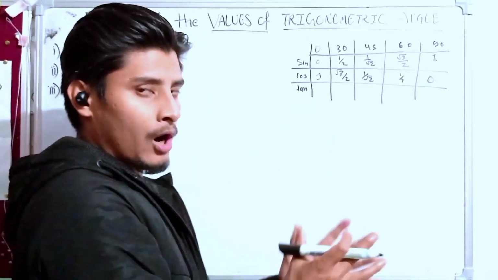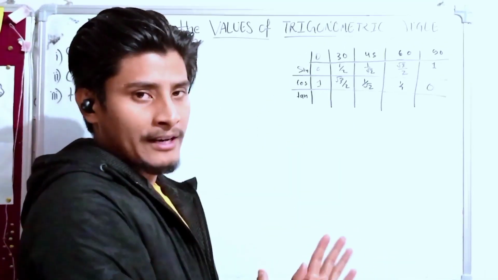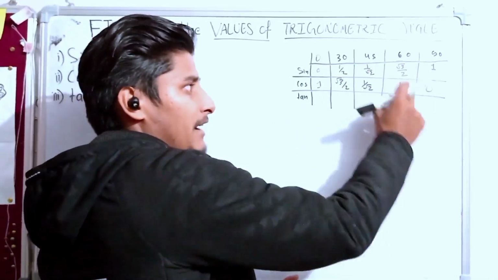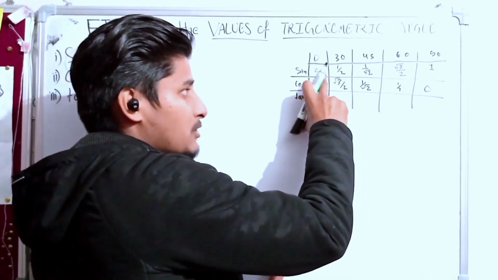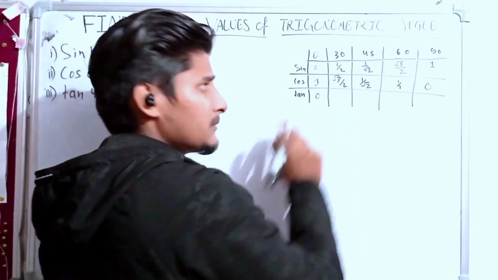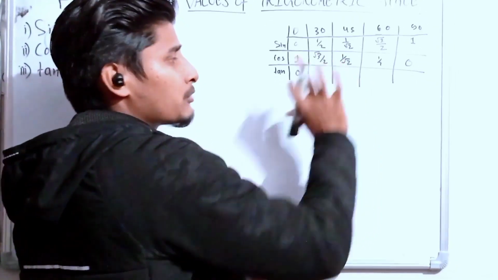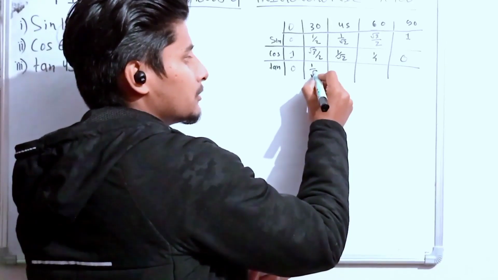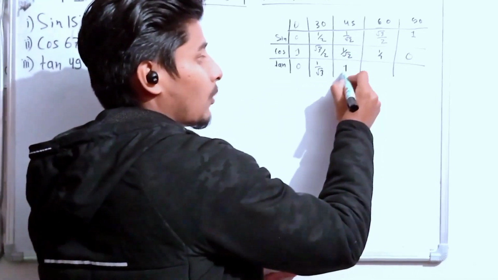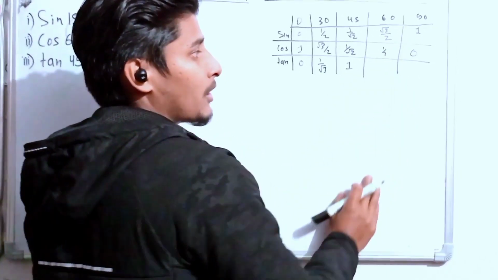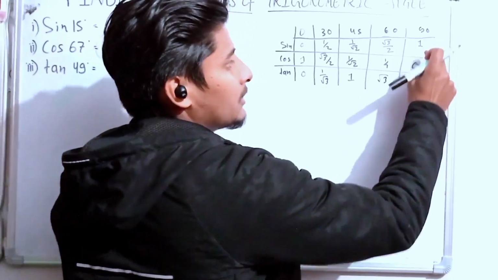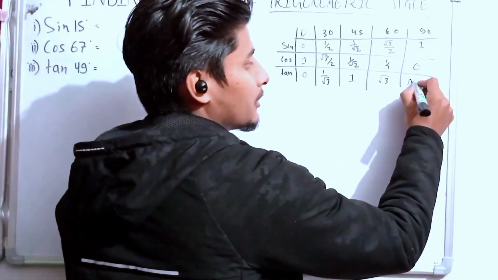Now how will you do that for tan? To find the value of tan, just divide the values of sine by cos. 0 divided by 1 is 0. 1 by 2 divided by root 3 by 2 is 1 upon root 3. 1 upon under root of 2 divided by 1 upon under root of 2 is 1. Root 3 by 2 divided by 1 by 2 is root 3. And 1 divided by 0 is not defined.